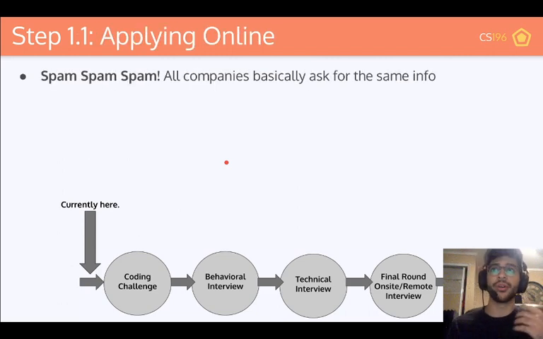So first, we talked about applying online. What does applying online look like to get the interview? Well, you can do this in a couple different ways, but I would recommend just spamming like crazy. All companies basically ask for the same exact information. It's just like, give us your resume. Are you a veteran? Do you have a disability? What is your race and ethnicity? Are you a citizen of the country? That's basically every single job application you'll see, with some minor differences here and there. So take your resume and spam it like crazy. You don't really need to worry too much about being qualified or not.